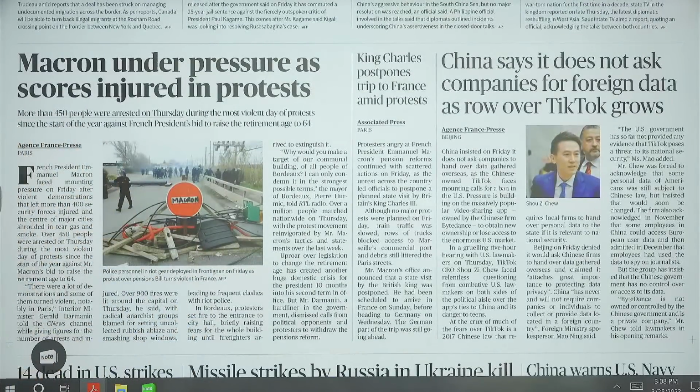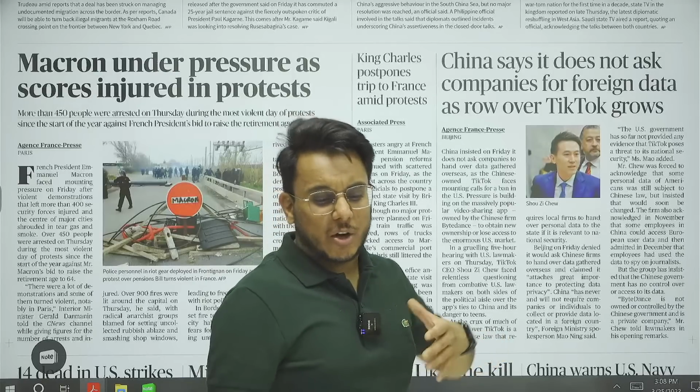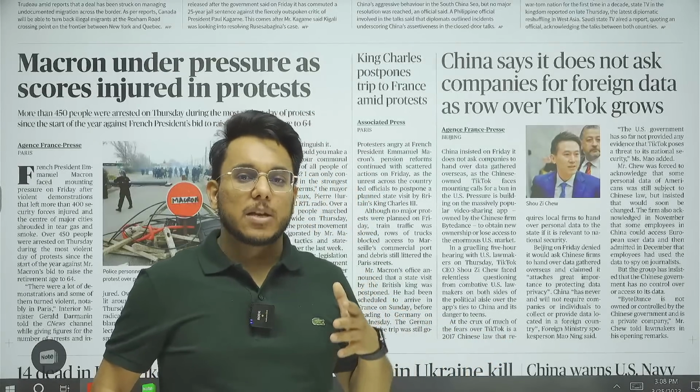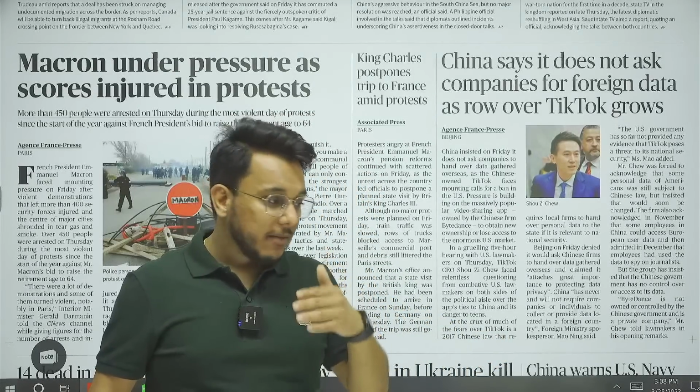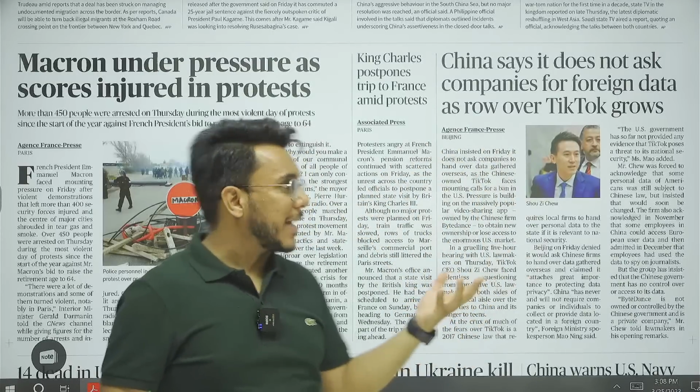Macron under pressure as scores injured in protest. Okay, so guys, here we see that violent protests have been carried on in France, but the article is not very important because for our examination those articles are important which will have some substance which will showcase how India is getting impacted.